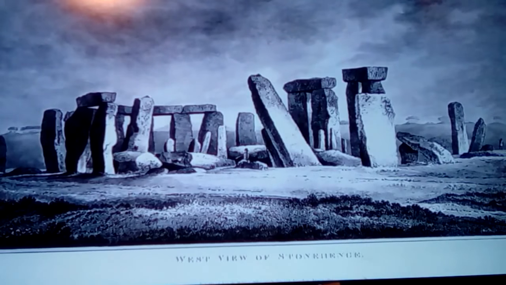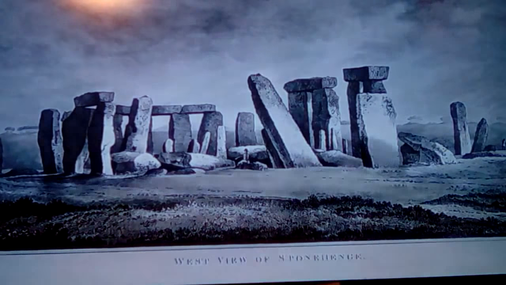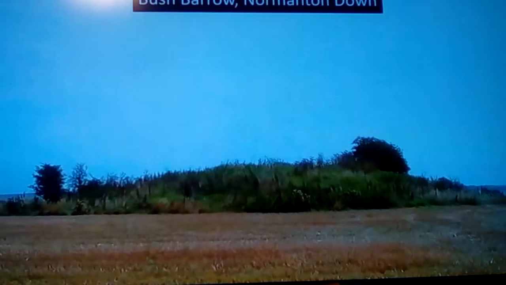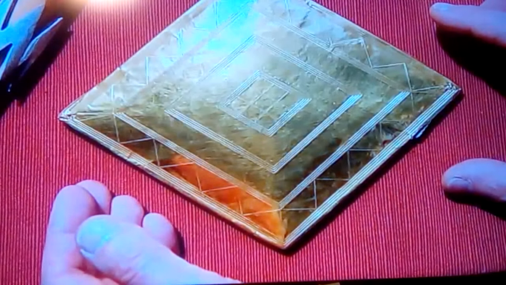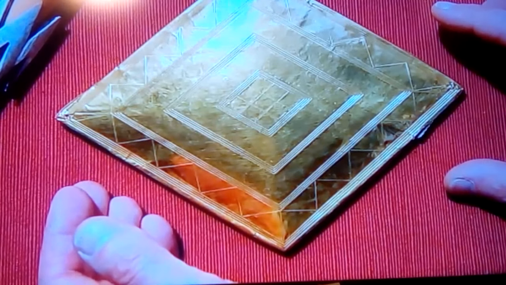That was a replica stone, so then they're trying to show you how they could have moved those things along the ground. Well, let's look at this place. This is called Bush Barrow. It's in Normanton Down, less than 2 miles away from there. And what they found in there are these odd artifacts that are hooked up to some type of druidic shaman.